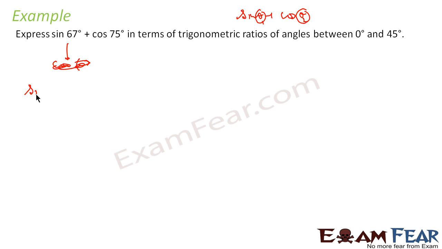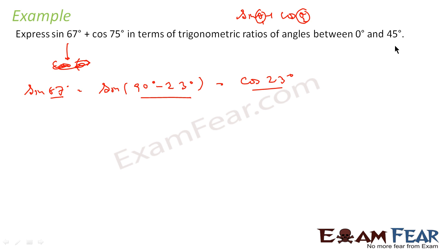Sine 67 degree is nothing but sine of (90 minus 23 degree). Correct? And sine of (90 minus 23) is nothing but cos 23. And this 23 is between 0 and 45. First part is done. Similarly, cos 75 I can write as cos of (90 degree minus 15 degree). And this is nothing but sine 15 degree. And this is also between 0 and 45.